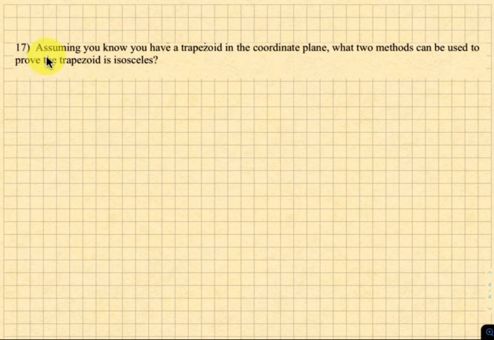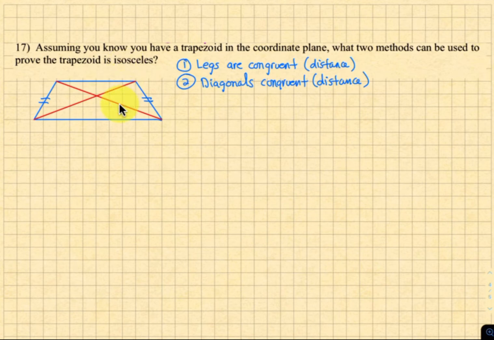Number 17, assuming you know you have a trapezoid in the coordinate plane, what two methods can be used to prove the trapezoid is isosceles? Well, here you have an isosceles trapezoid, so you could show that these two legs are congruent. That's number 1, so you'd use the distance formula for that. Or number 2, you could show that these two red diagonals are also congruent, and you'd use the distance formula for that as well.